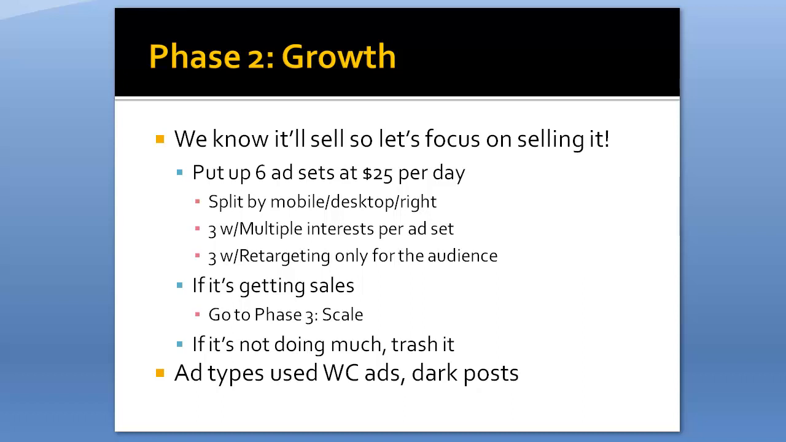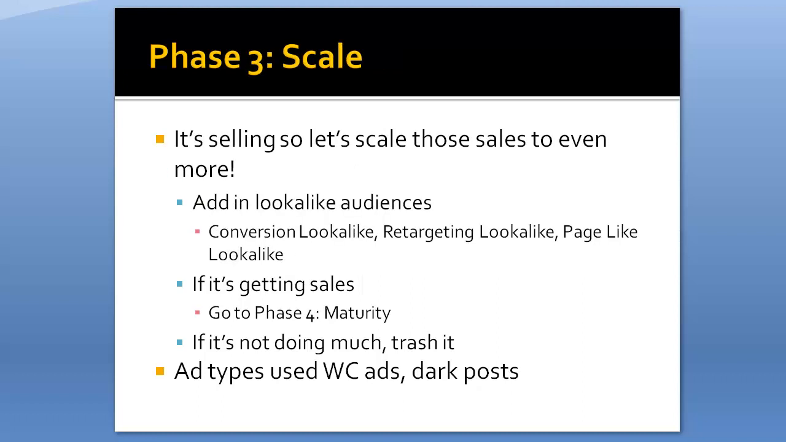The ad types that we're going to use are website conversion ads. We're going to be basically using click to website at this point, and they're going to be dark posts. Okay? And the reason I say click to website is when you don't have a seasoned pixel, or a pixel with enough conversions on it, then you don't have the option of optimizing from the website conversion objective. You'll see what I mean once we get into it. So let's go to phase 3, which is scaling.